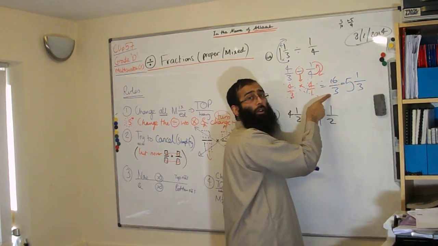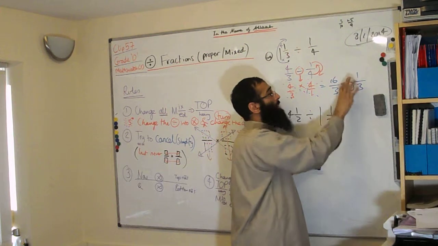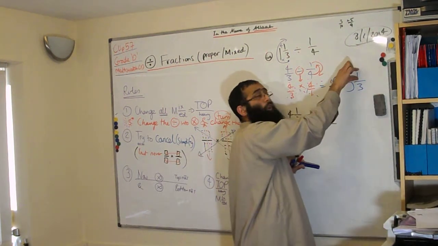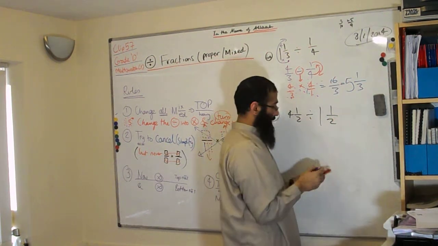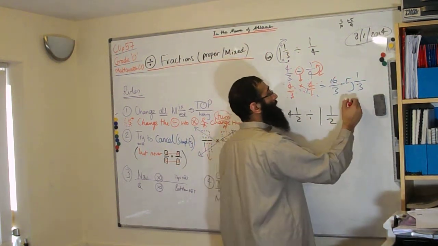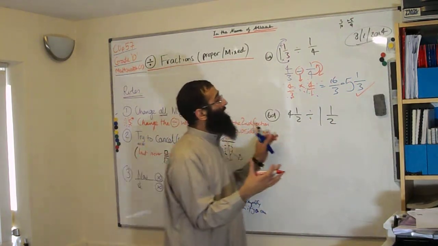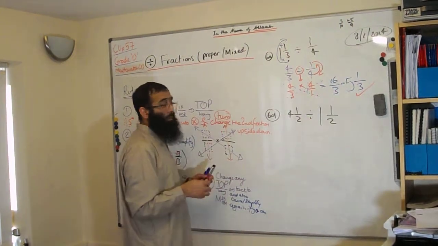16 divided by 3 gives you 5, because 5 times 3 is 15. So the 5 goes to the front, remainder 1. The remainder goes on the top of the fraction, and the 3 is copied on the bottom, done. So our answer for the first question is 5 1/3, and we've finished it. There's nothing more to cancel or simplify. Yes? Okay, I'm ready for the next one.